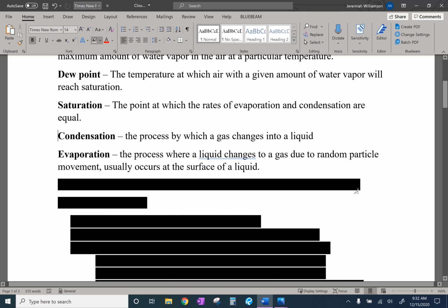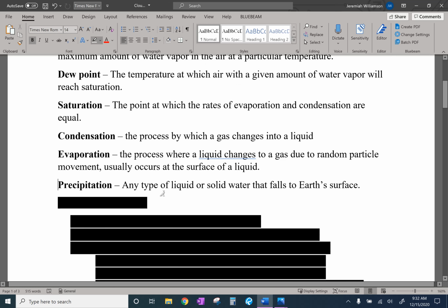All right, the next thing, here's another term. Precipitation. This is any type of liquid or solid water that falls to Earth's surface. This could be rain, this could be snow, this could be sleet, hail. If it's falling from the sky and it's a type of water, whether it be solid or liquid, then it is considered to be precipitation. Now, we will have notes just on precipitation. That will probably be the next set of notes you take. But this is kind of important as we talk about clouds today.